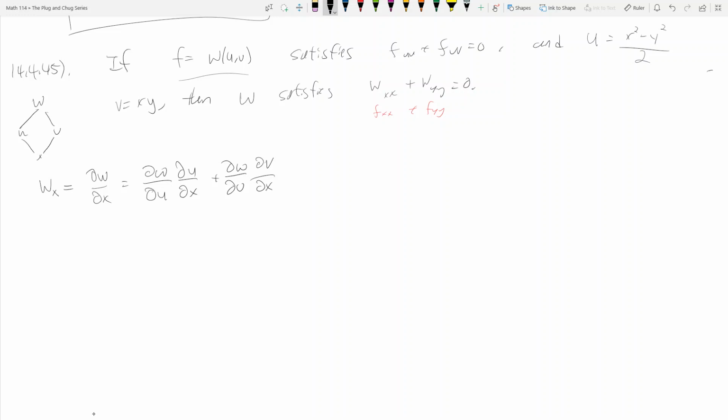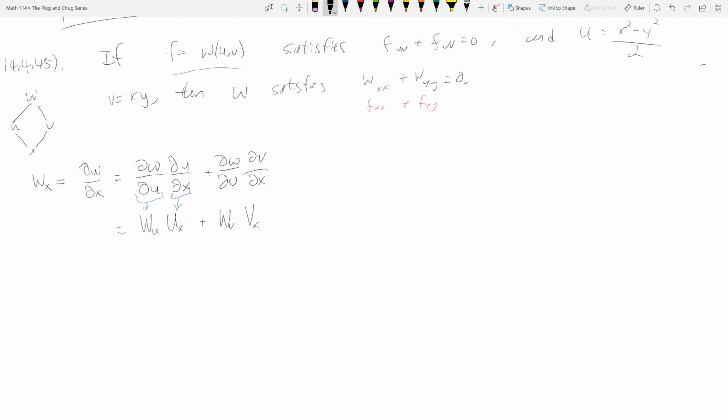So I'm going to write this slightly differently. I'm going to write this as w sub u, so that's the partial of w with respect to u, times u sub x, okay? So this guy matches with that guy, and that guy matches with that guy, right? It's just a reduced notation a little bit, so I don't have to write fractions over and over. And then this becomes w sub v, and then dv dx is v sub x. All right? Okay. Cool. So that works.